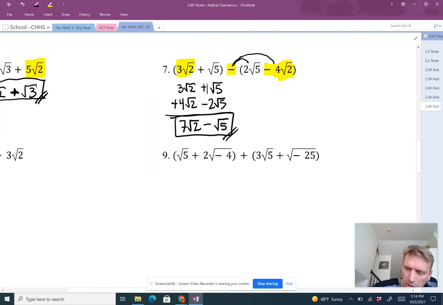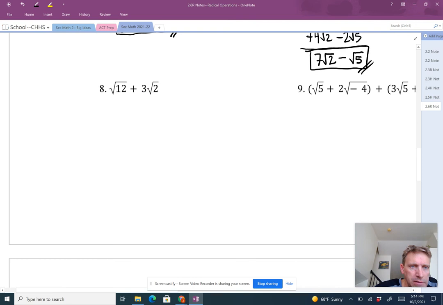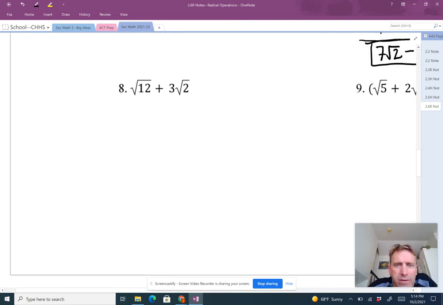All right, let's look at number 8. You look at number 8, and you've got the square root of 12 plus 3 square root of 2, and you think, well, they can't be combined because they're not like radicals, and that's true. But if you look at 12, it looks as though it can maybe be simplified. So we're going to go off here to the side and write out its prime factorization.